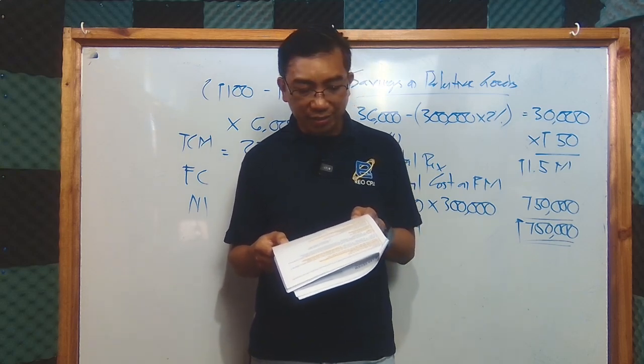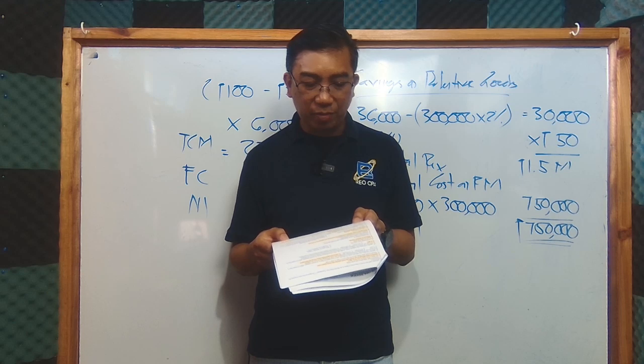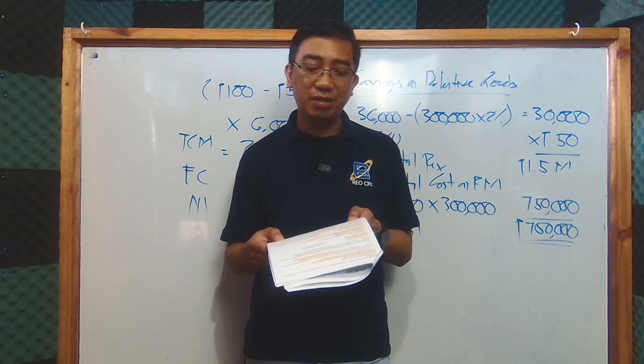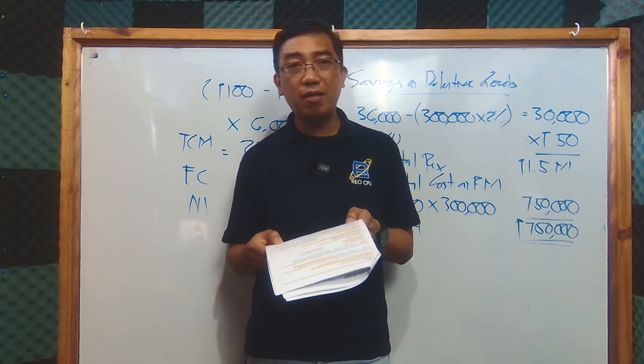All others, class, will become what? What is letter A? Purchasing department cost incurred in acquiring. Variable cost yan di ba? Freighting is a variable cost. Relevant yun. Direct materials, letter B is also relevant cost.